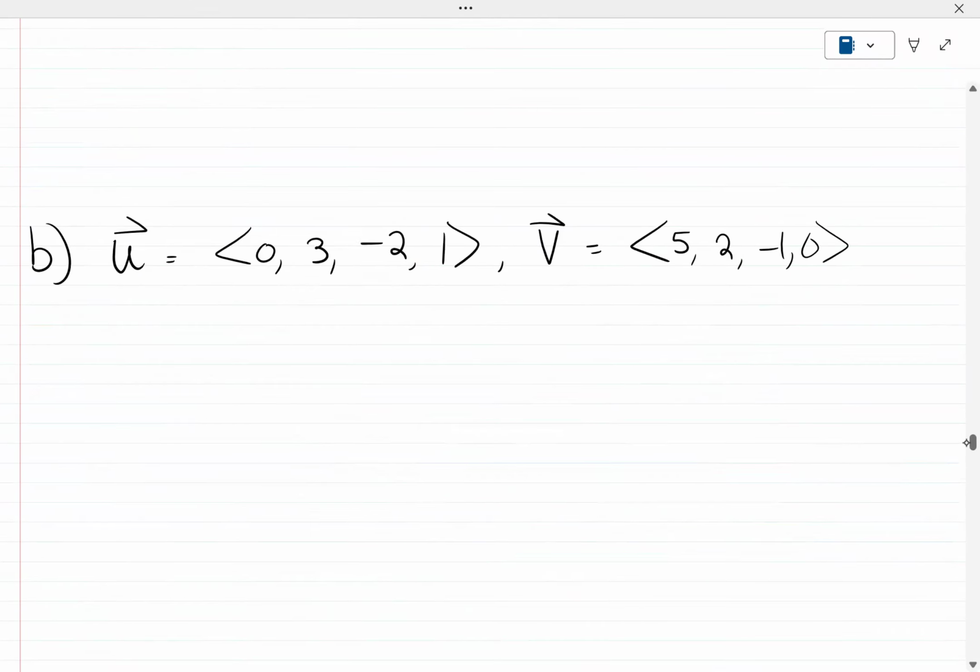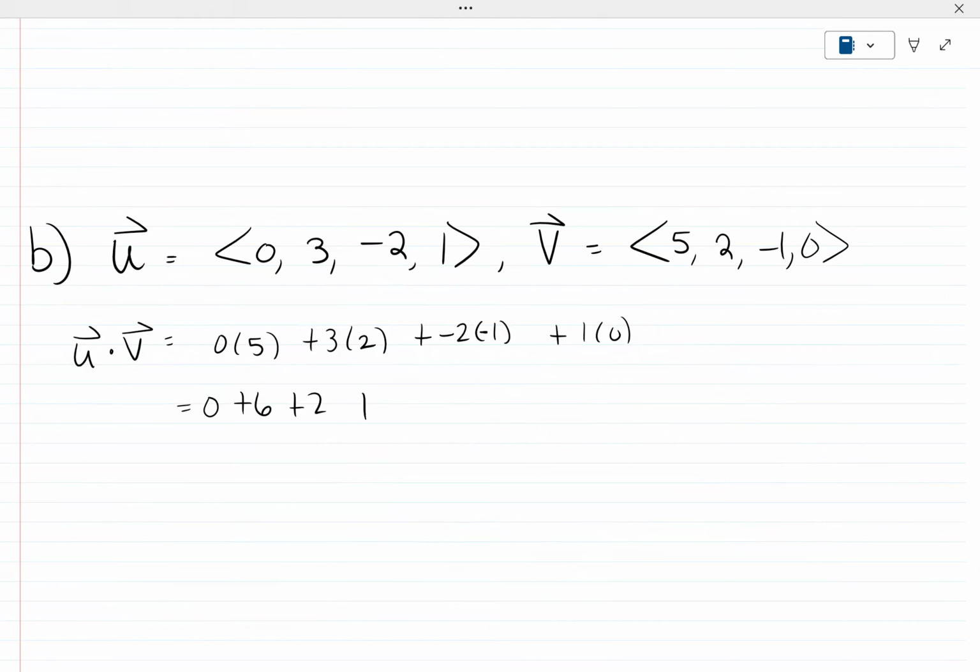Okay, what about part B? Vector u is this and vector v is that. Are they orthogonal? So let's see. Let's multiply out the two vectors. And you get 0 times 5 plus 3 times 2, -2 times -1 plus 1 times 0, equals 0 plus 6 plus 2 plus 0. That gives you 8. Unfortunately, that doesn't give you 0, so it's not orthogonal.